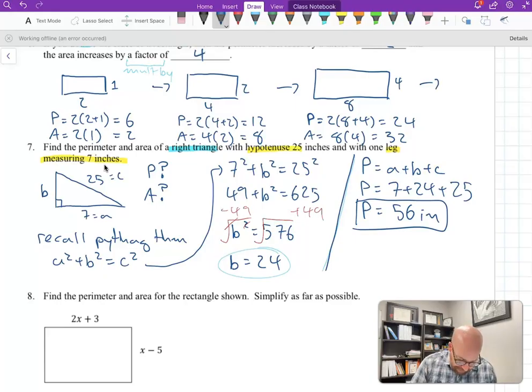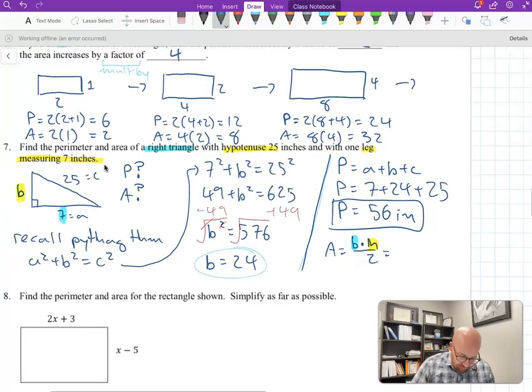Area. The area for a triangle is our base times the height. Base times height divided by 2. Now, again, let's just highlight. The base is going to be, in our right triangle figure, the 7. The height is going to be the B, and we're going to divide by 2.